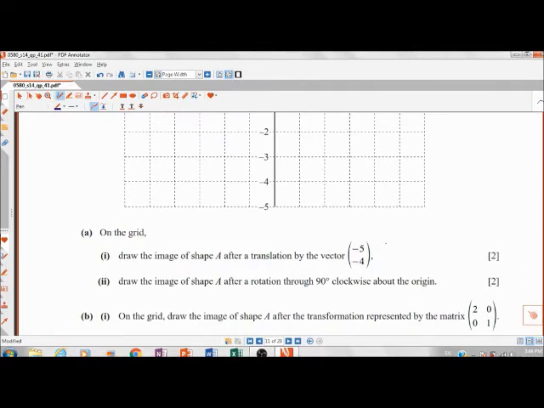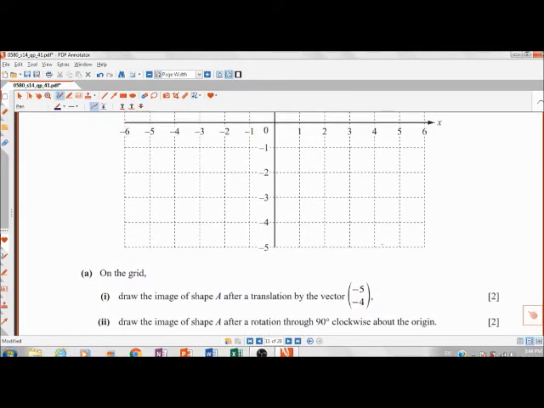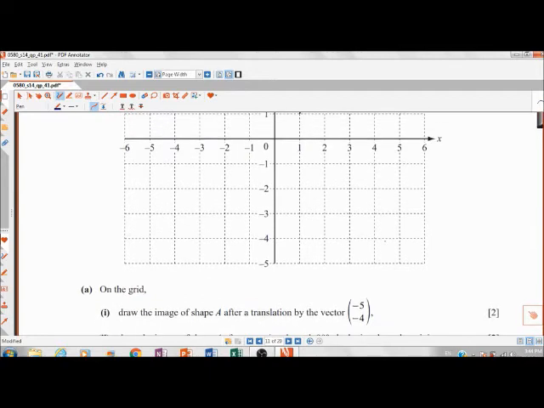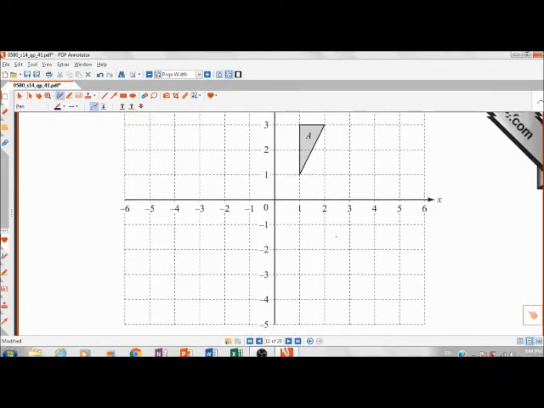Alright, on the grid, draw the shape A after translation by the vector -5, -4. So for this one, it should be around here. Alright, this is the first shape.